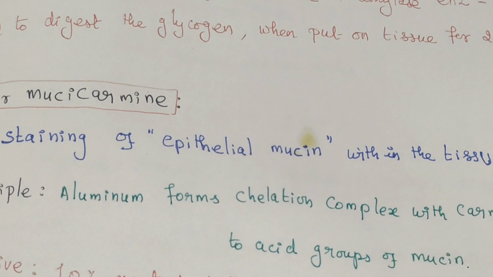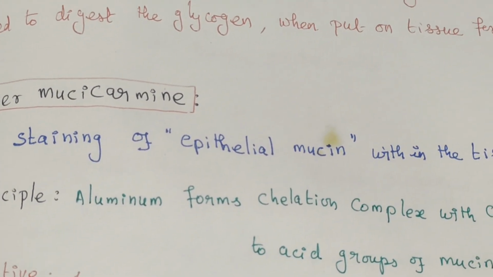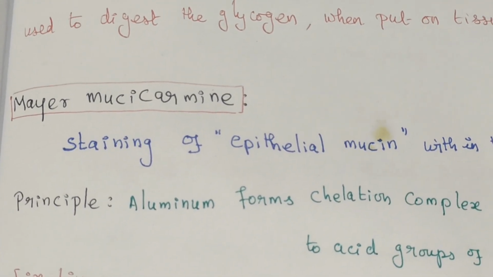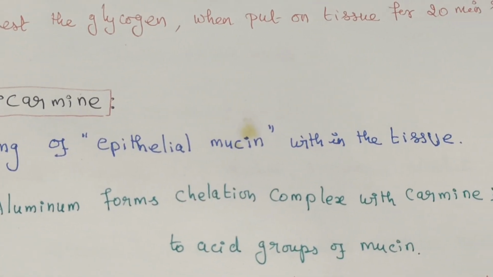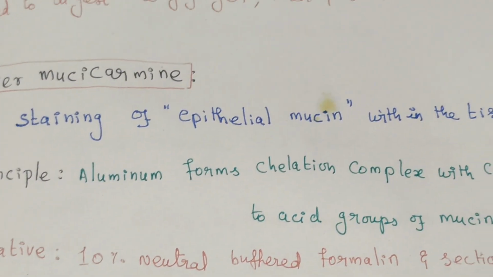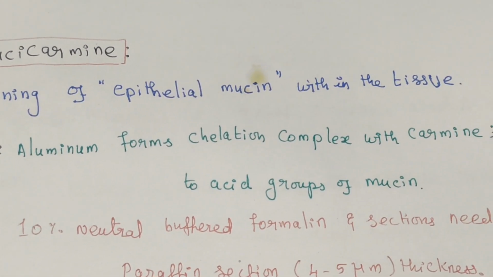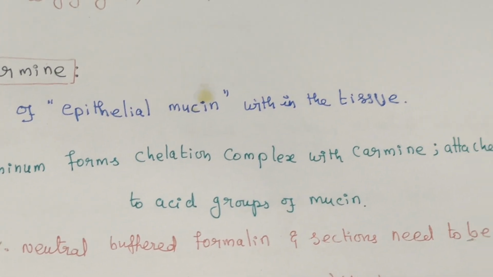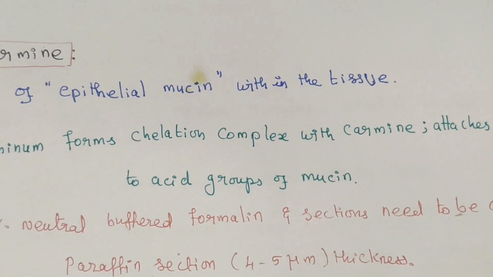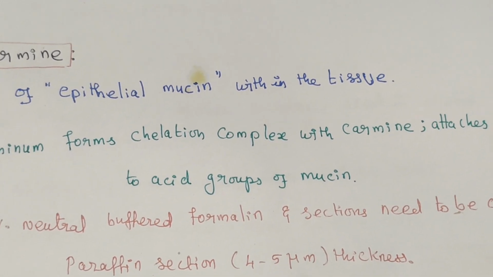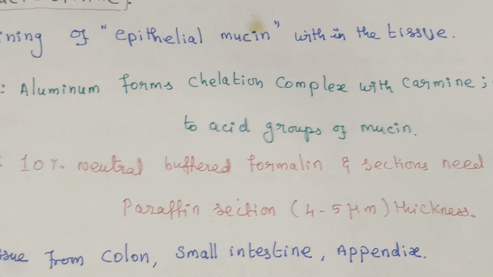Then the next one, the third, is Mayer's mucicarmine. This is used for the staining of epithelial mucin within the tissue. The principle of this stain: aluminium forms a complex with carmine, and this aluminium-carmine complex attaches to the acid groups of mucin.